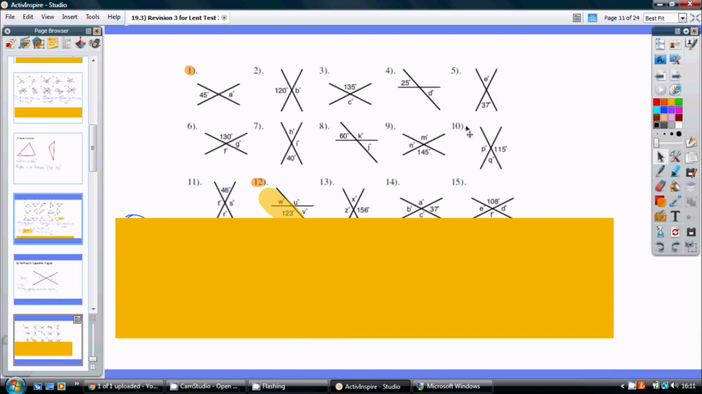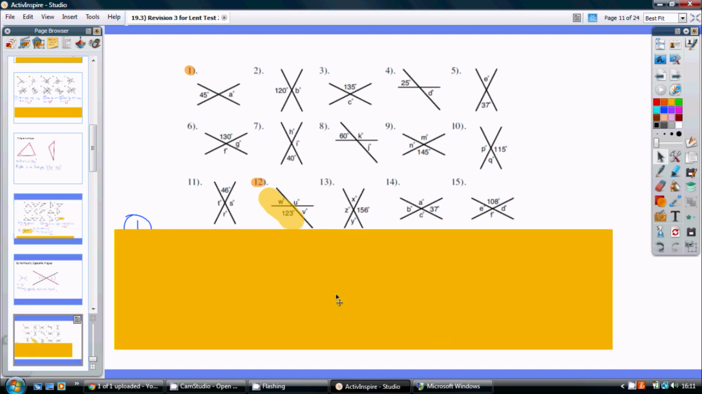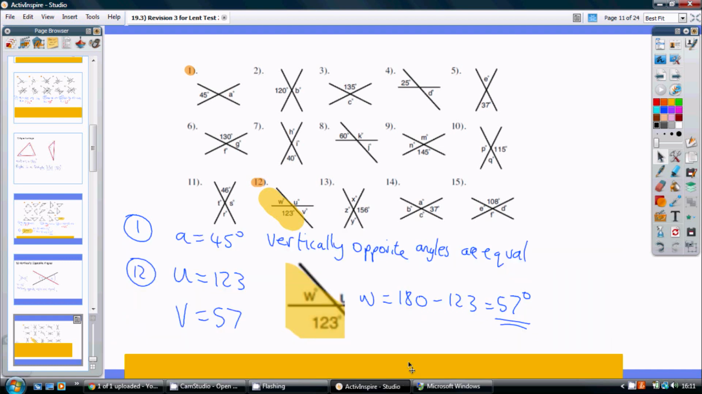So I've got a few questions for you to practice here. I think it looks like it's just numbers 1 to 12 here, please. I'll just make 12 a bit easier to see. So just have a quick go at questions 1 and 12.